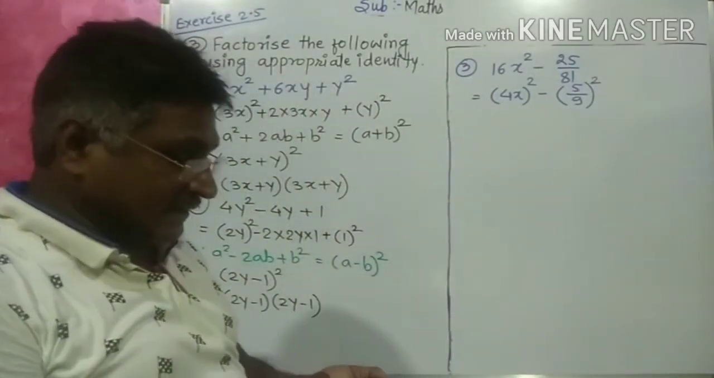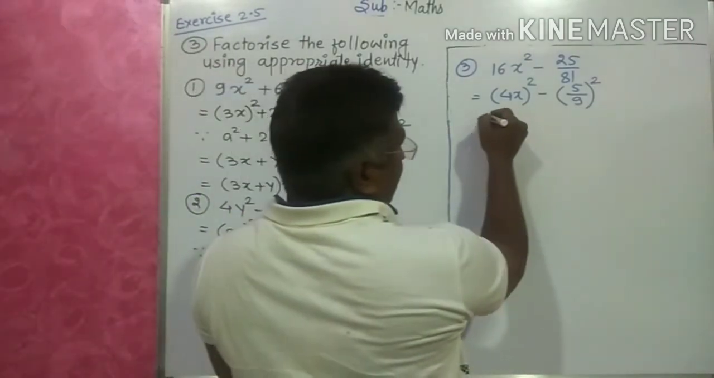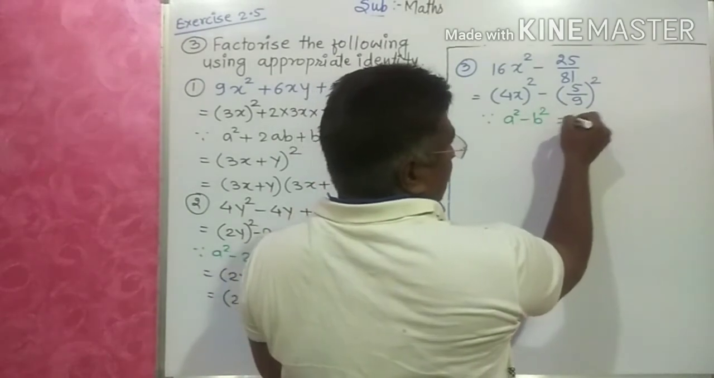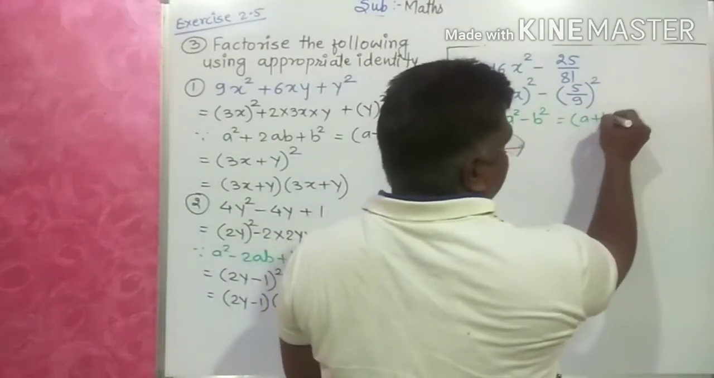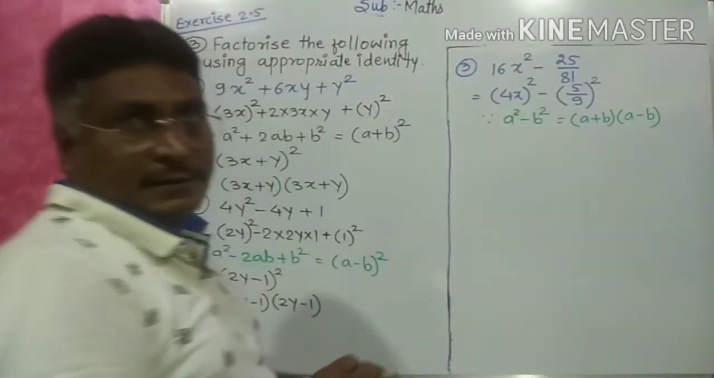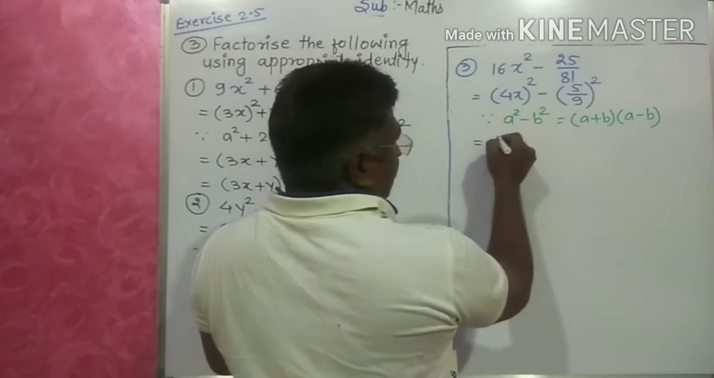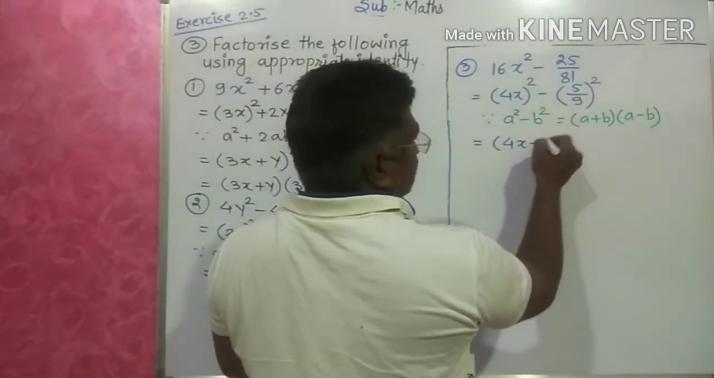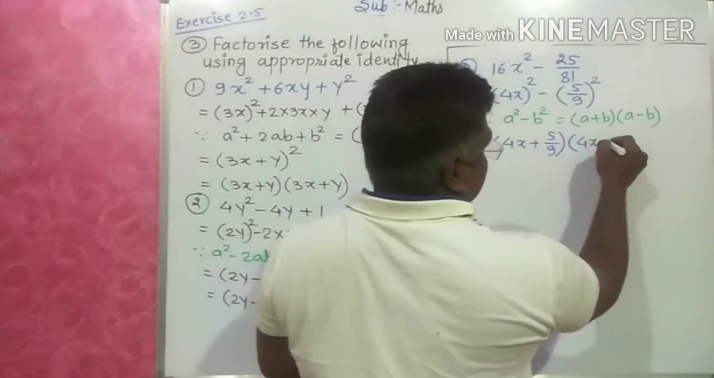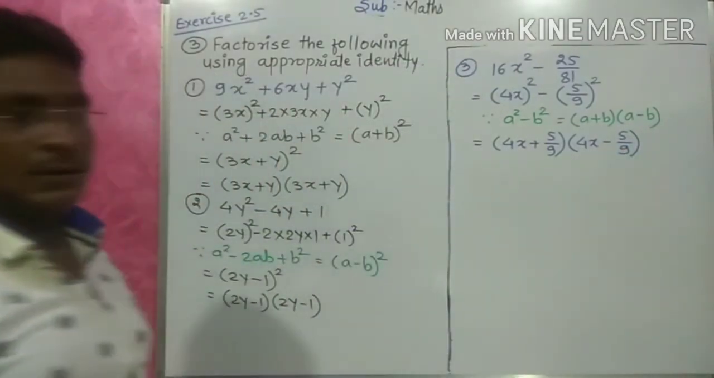Which identity is this? Remember, a square minus b square. We can write it as (a plus b) into (a minus b). So what will the answer be? (4x plus 5 by 9) into (4x minus 5 by 9). Got it?